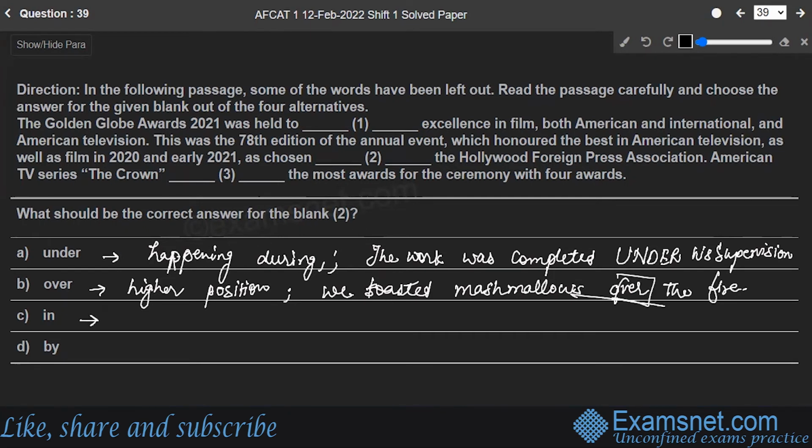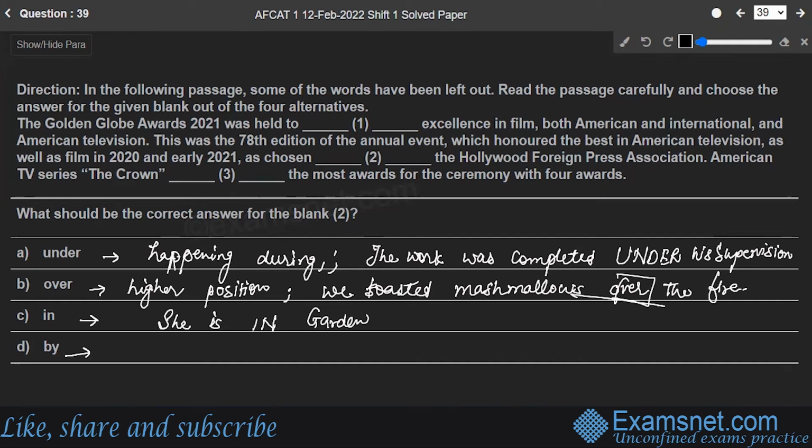And now let's move to in. We use in to talk about where something is in relation to a larger area around it, like when we are talking about something being inside something else. Like she is in the garden. Okay, now let's move to by.